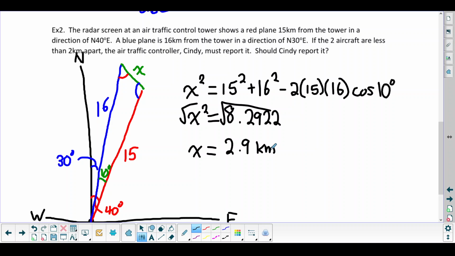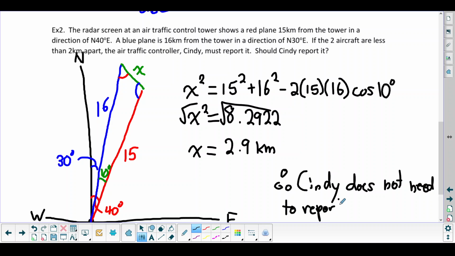All right. So we still have to answer the question, should Cindy report that these two airplanes are too close to each other? So it says she has to report it if they're less than 2 kilometers apart, and they are more than 2 kilometers apart, so she does not need to report it. So therefore, Cindy does not need to report the aircrafts or the airplanes.